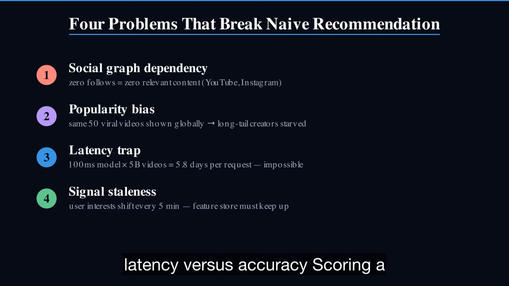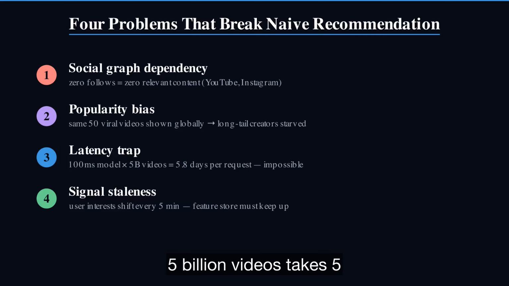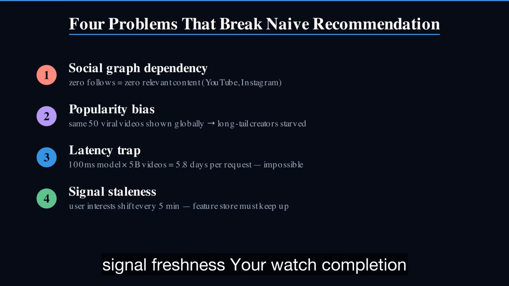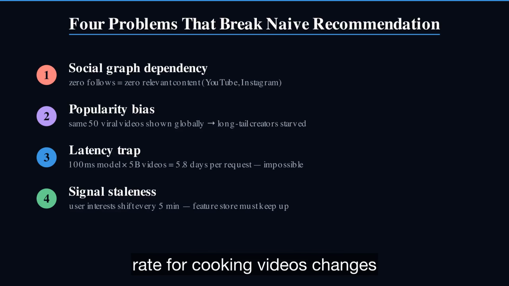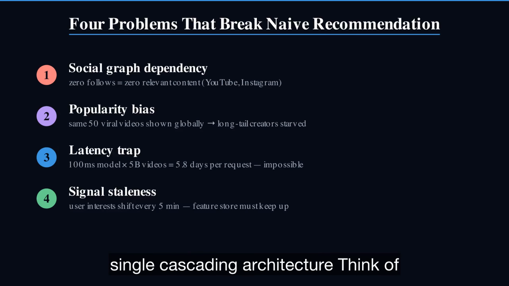Third, latency versus accuracy. Scoring a 100-second model against 5 billion videos takes 5.8 days per request. Fourth, signal freshness. Your watch completion rate for cooking videos changes every 5 minutes. Now here's where it gets interesting. TikTok solves all 4 with a single cascading architecture.